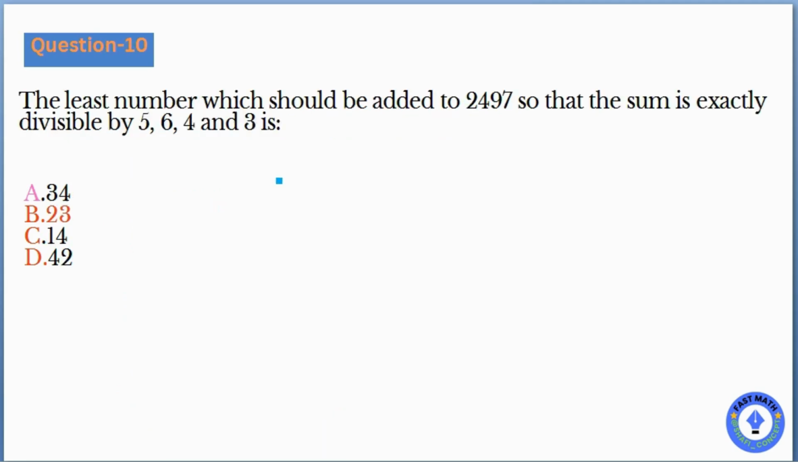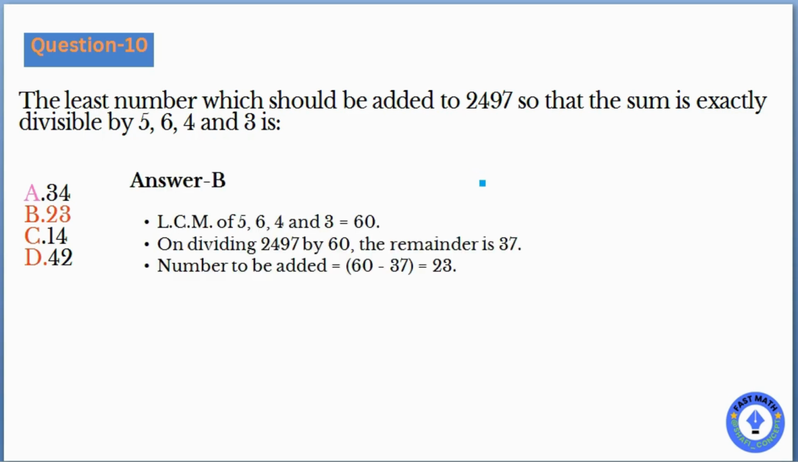The least number which should be added to 2497 so that the sum is exactly divisible by 5, 6, 4 and 3. In this problem, it is asking for the least number that should be added to the given number so that it can be exactly divided by the given numbers. What are the given numbers? 5, 6, 4 and 3. In such problems, what should you do? Whenever such a problem is given, when it is told as exactly divisible, just take the LCM of those numbers. The LCM of these numbers is 60.